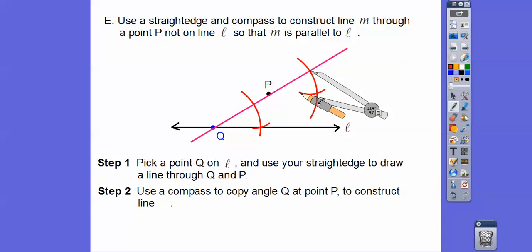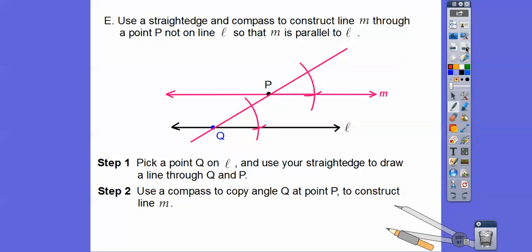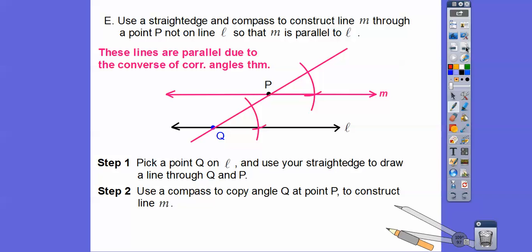Okay, so now what we're going to do is pick up a straight edge. Let me move that out of the way. And where these two arcs intersect, I'm going to connect it to point P. And so what we've done is we've copied the angle there. And since we've copied the angle, those are called corresponding angles. And since those corresponding angles are congruent because we just copied them from our copying an angle construction, they are congruent.